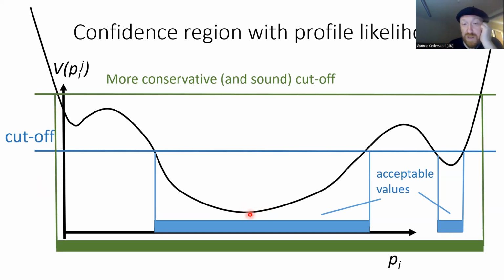As you are stepping away here, you're optimizing over all the other parameters. And if it is identifiable, the further away you step, the worse the other parameters are at compensating for that. And if it's not identifiable, this will be completely flat. So then the other parameters can compensate completely for this parameter.